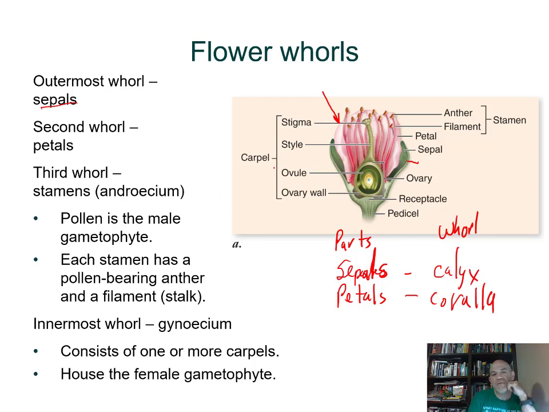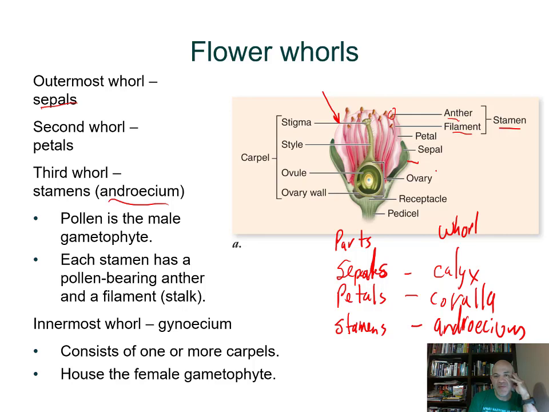And then the next whorl in is going to be the male part, and they're called the stamens, and the stamens are two parts: the anther where the pollen is produced, and then the filament. So it's the anther where the pollen is produced, the filament, and then combined that's called the stamen. So all of the stamens, the name of the whorl is going to be Androecium. Okay, and so there's the term there. And andros means male. So the pollen is what's going to contain the sperm.